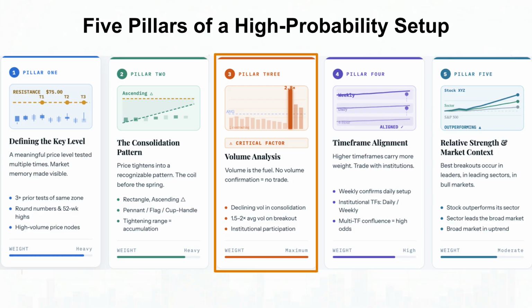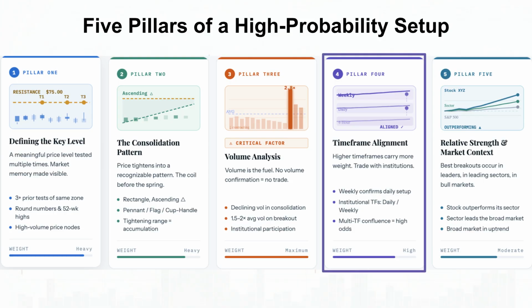Third, volume confirms intent. Many traders overlook this. During consolidation, volume typically contracts. The market is compressing. At the breakout, participation must expand. A decisive surge in volume signals commitment from larger participants. Breakouts on weak or below average volume lack conviction and are prone to failure. As a practical guideline, breakout volume should exceed recent average volume meaningfully, ideally 1.5 to 2 times the 20-day average.